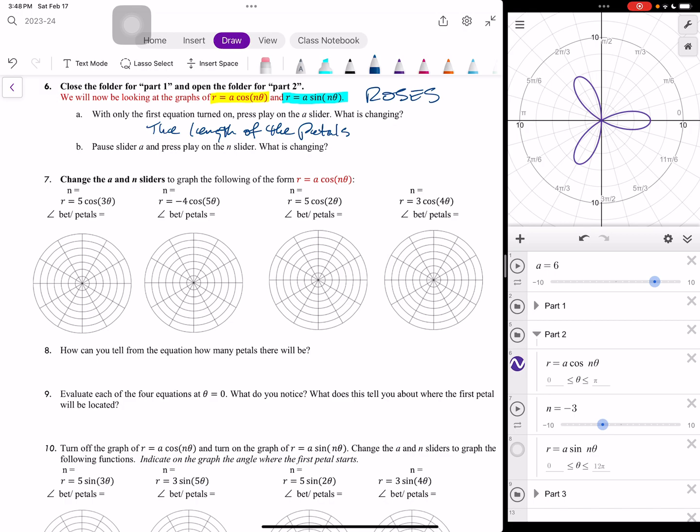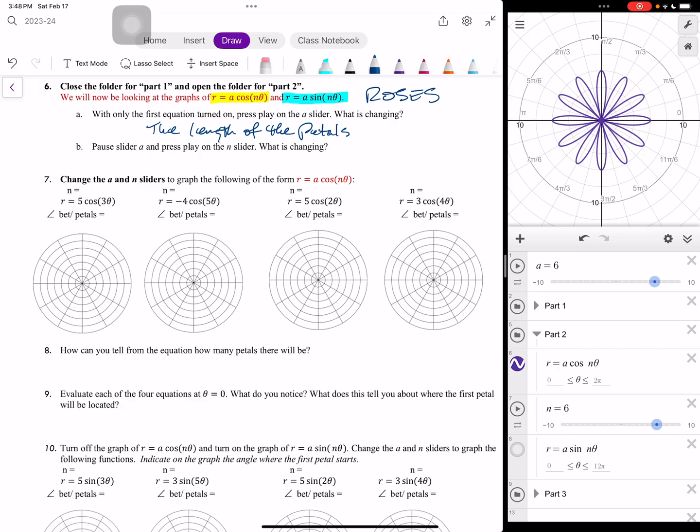When N is -3, you have 3 petals. So it seems like when N is odd, we have that many petals. When N is even, like -2, we have 4 petals. It's always twice the number. Let's go to the positive side. When N is 2, you have 4 petals. When N is 3, you have 3 petals. When N is 4, you have 8 petals. When N is 5, you have 5 petals. So when N is odd, you have N petals. When N is even, you have twice that many, or 2N petals. Like here, you have 12 petals.